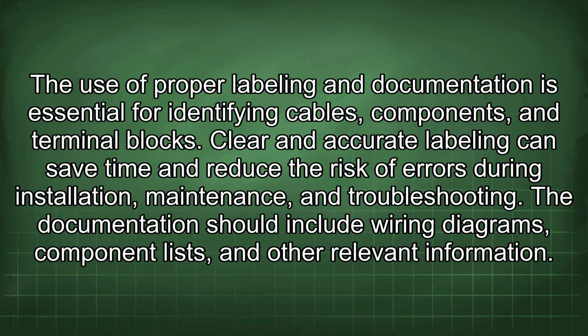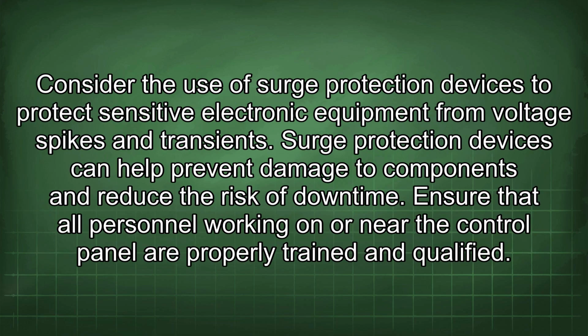The use of proper labeling and documentation is essential for identifying cables, components, and terminal blocks. Clear and accurate labeling can save time and reduce the risk of errors during installation, maintenance, and troubleshooting. The documentation should include wiring diagrams, component lists, and other relevant information. Consider the use of surge protection devices to protect sensitive electronic equipment from voltage spikes and transients. Surge protection devices can help prevent damage to components and reduce the risk of downtime.